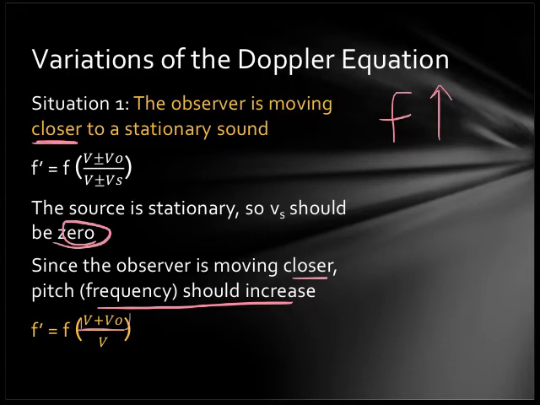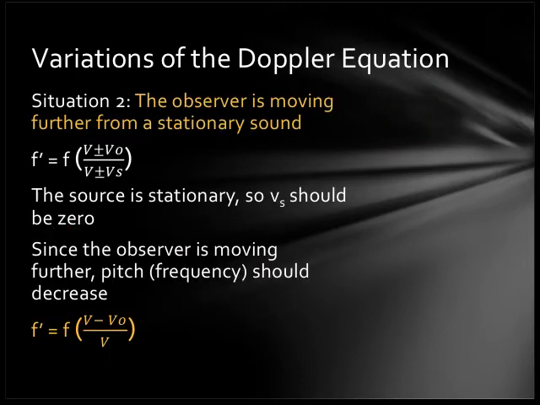Alright? So this is what the equation looks like for this specific situation, when the observer is moving closer to a stationary sound. Okay? Sound is stationary, so there's no velocity. You get rid of it with a 0. The observer's moving closer, so we need to make sure the frequency gets bigger. And since the observer's on top, we want to add the velocity.